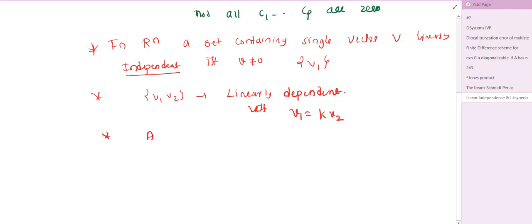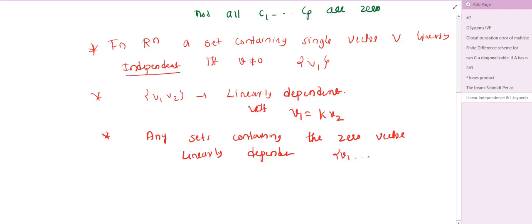Then any set containing the zero vector is also linearly dependent. For example, I have a collection v1, v2 up to vp, and in that I have a zero vector. If I have a zero vector in this collection, then this whole collection will be linearly dependent. So these are some properties with respect to linear dependence and linear independence.